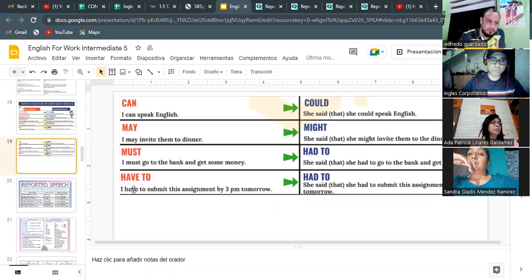And have to, remember that these are for obligations, right? Have to is going to go also to had to. For example, I have to submit this assignment by 3 p.m. tomorrow. Obligation, right? She said that she had to submit this assignment by 3 p.m. tomorrow. Had. So this goes to had to.